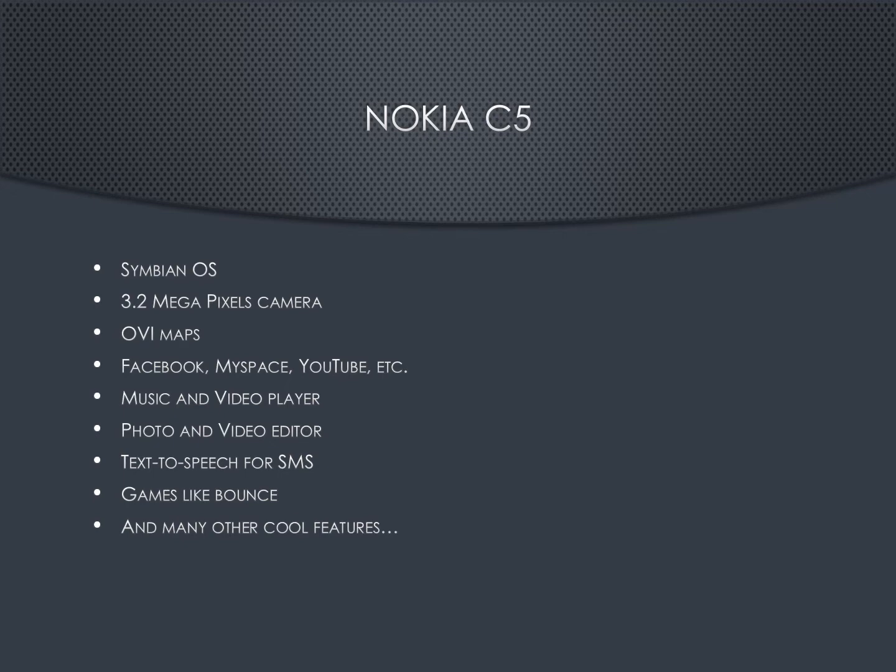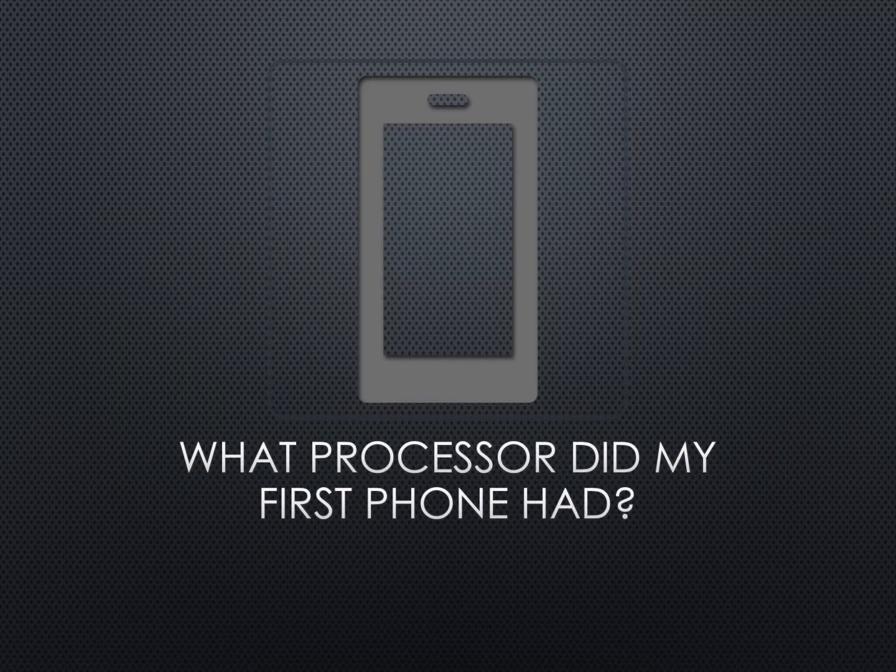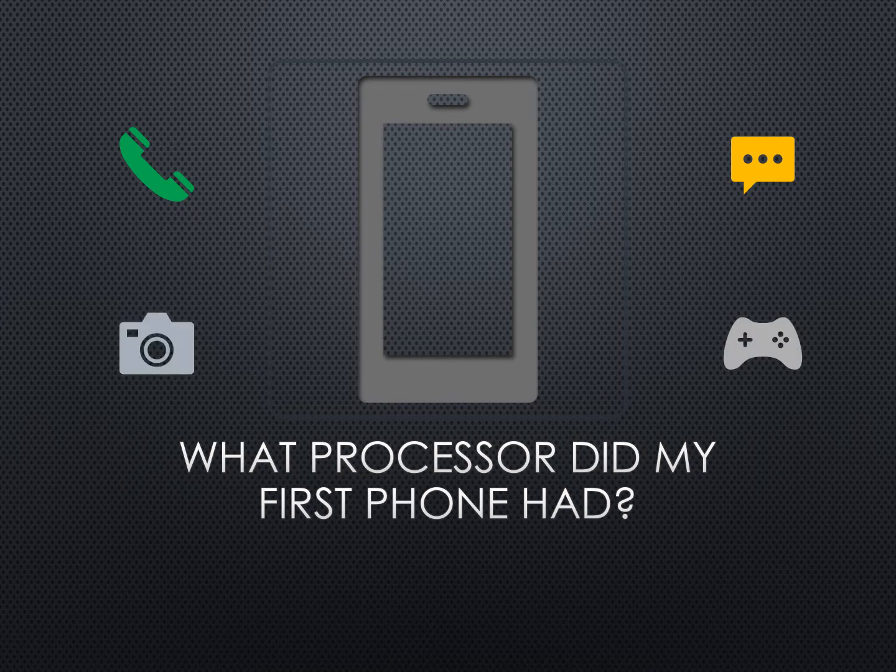But what I got curious about is, what processor did my phone have? Back then, I didn't care about the technical specifications much and was only concerned about basic features like making phone calls, sending SMS, playing games, capturing photos and videos, and so on. But now I know after some research that the processor used in my phone was ARM. To be specific, it was a 600 MHz 32-bit ARM11 processor which was based on ARM v6 architecture.